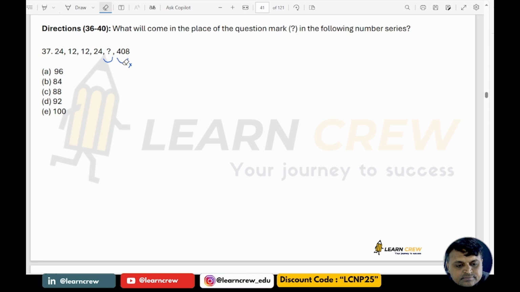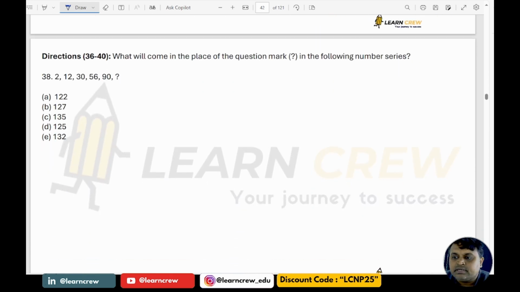24 into 1, 24 minus 12. 12 into 2, 24 minus 12. 12 into 3, 36 minus 12. Similarly here, 24 into 4, 96 minus 12 would be 84. So the answer is going to be 84. Into 1, into 2, into 3, into 4, it has to be into 5. 84 into 5 is 420 minus 12, which is 408.